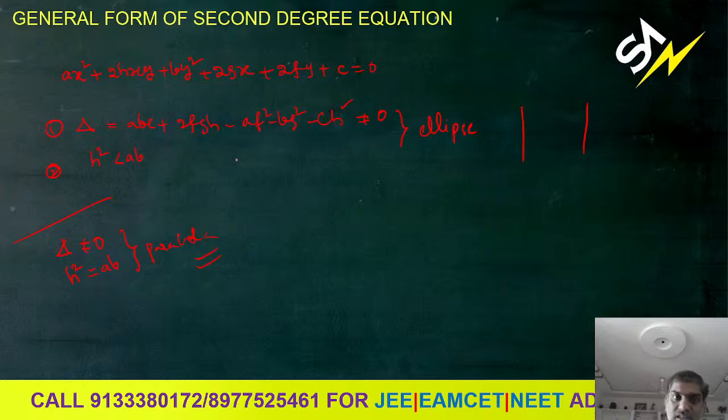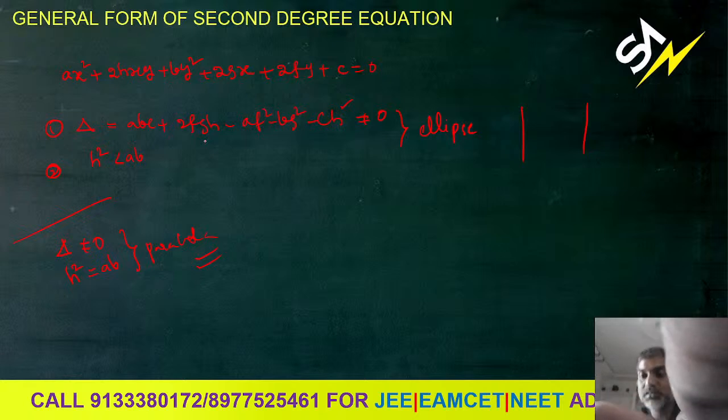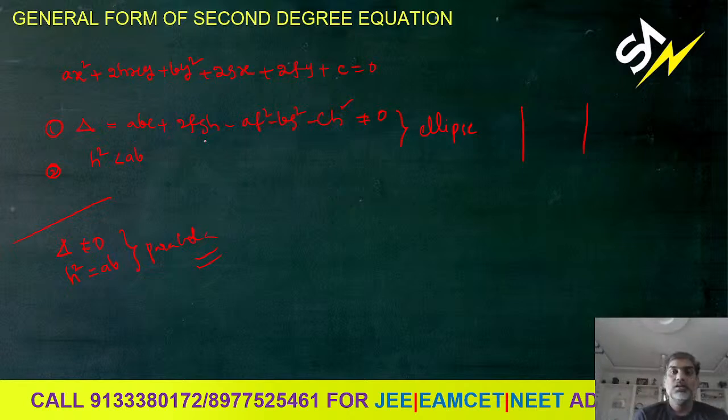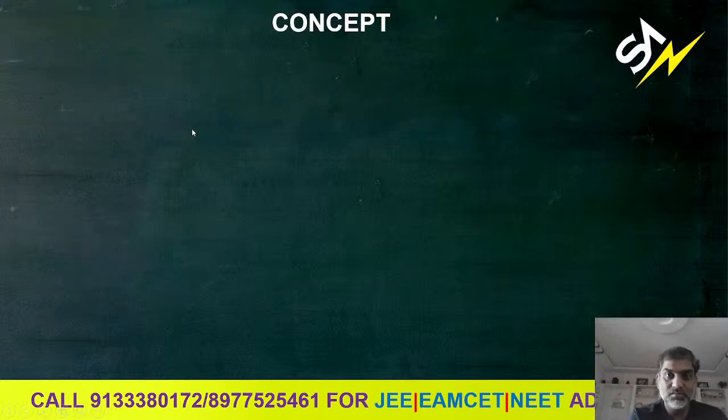If we simplify that det, then we can get abc plus 2fgh minus af square minus bg square minus ch square. Am I clear to you? Then the next one is the main concept. All right, let us see what is the standard equation of the ellipse.